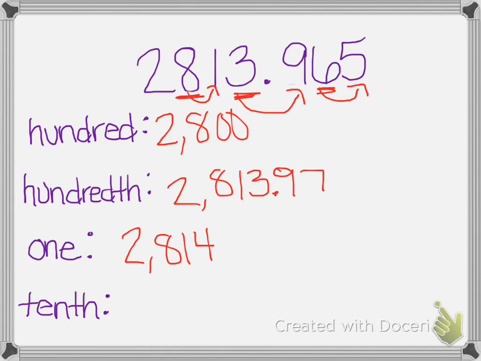So 2,814. The last one, the 10th, we look at the 9. We look to the right. It's a 6, so we round up. So since it's a 9, we have to round up to a 10. So this would be a 0, and we add our 1 right here. So this one is actually, again, 2,814 and 0 tenths.